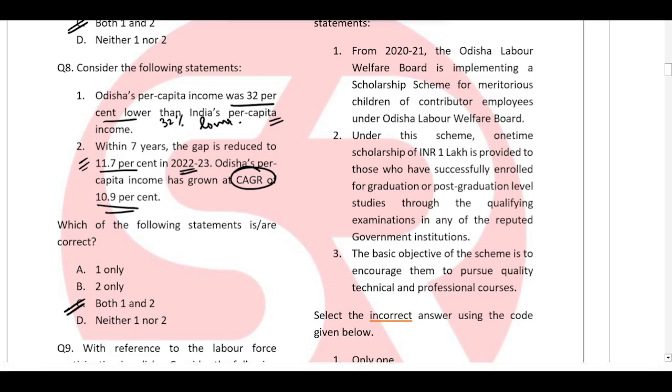When you're studying the economic survey, you need to focus on such facts where they are comparing with the national average and how the state has performed. That is why these are being put in the test series.